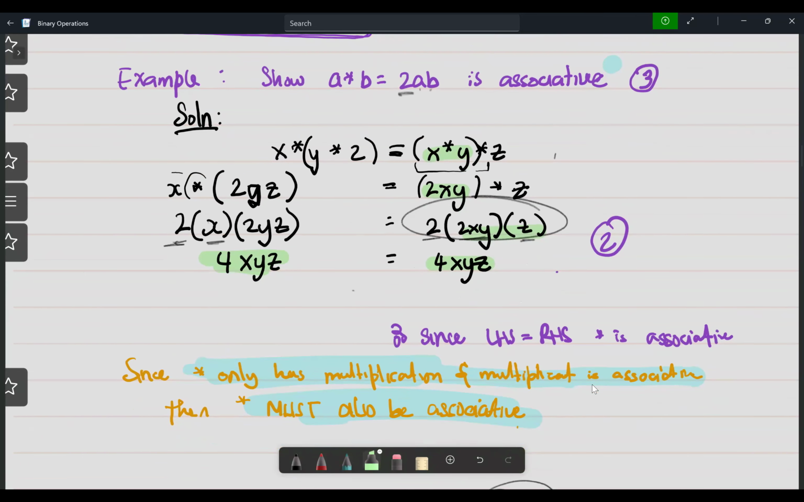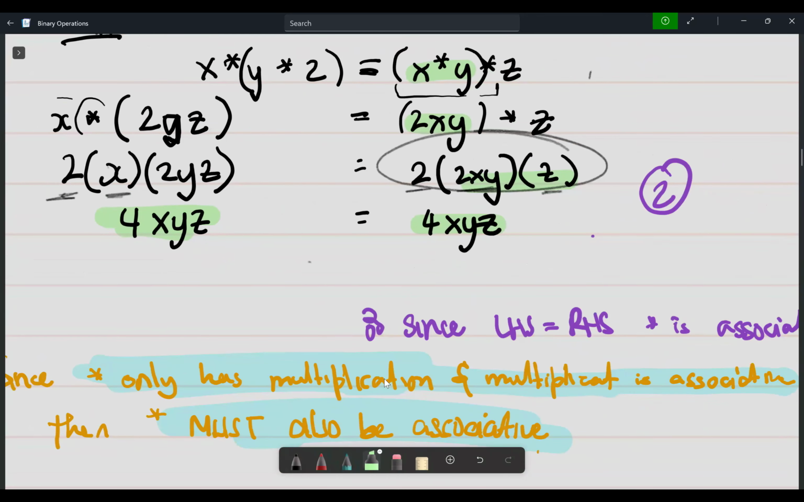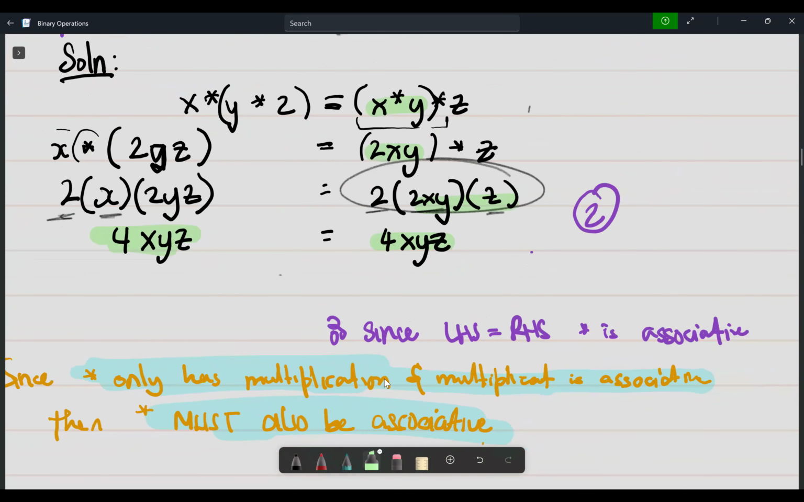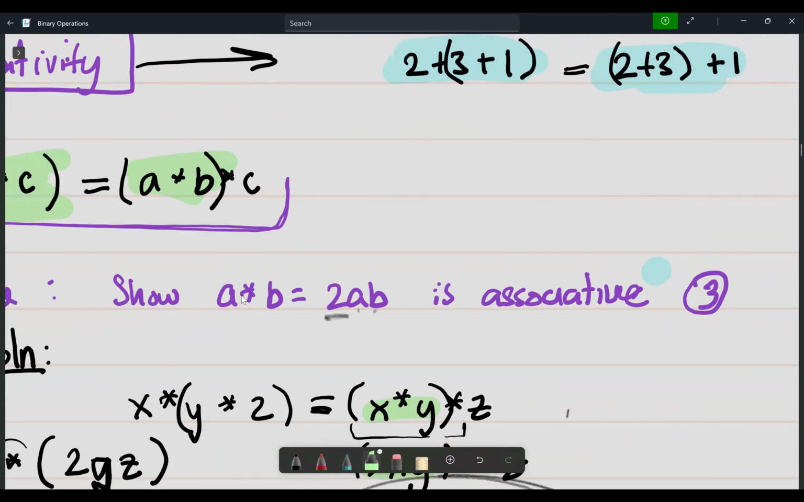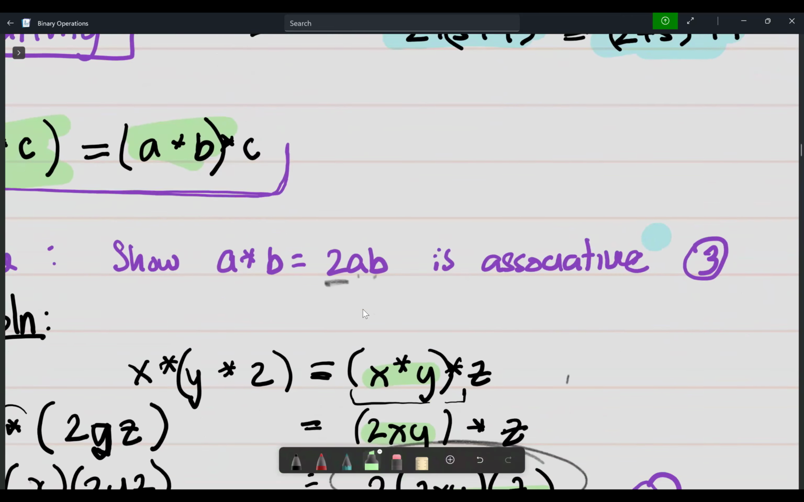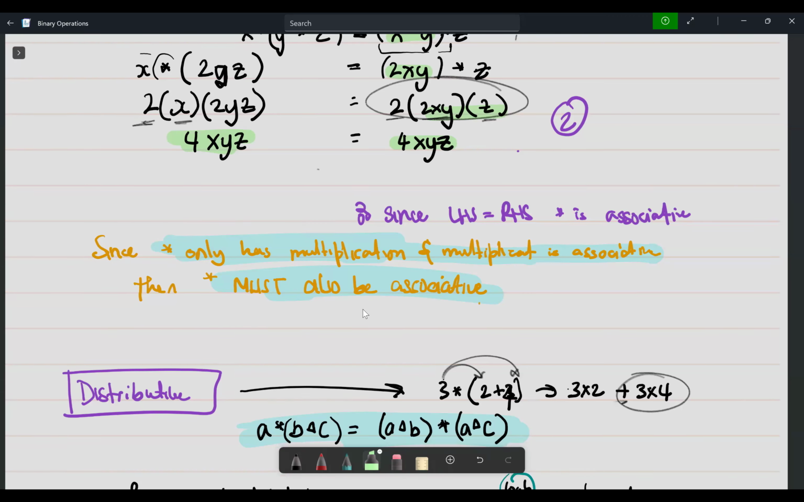and so I know, okay, this is associative. Another way that I could say it is that since star only has multiplication, remember that right here, the star is only multiplying things, it has to be associative because multiplication is associative. So if you have an operation that is only multiplication and ask if it's associative, you know it has to be, because multiplication itself is associative.